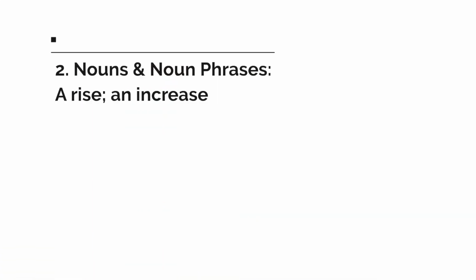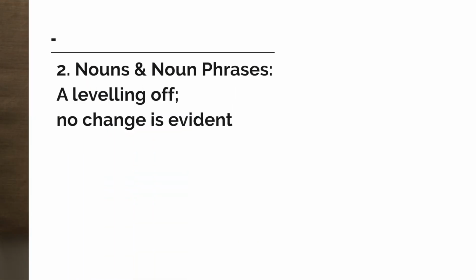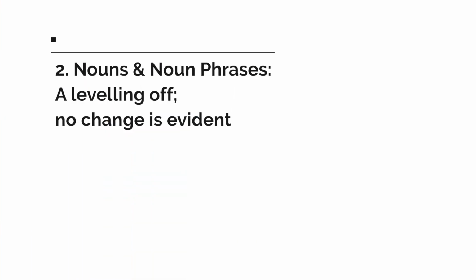Now, let's take a look at some nouns and noun phrases. Once again, if there seems to be a movement upwards, we could use a rise or an increase. Conversely, for the opposite, we could use a decline, a decrease, a dip, a drop, or a fall. If we have no change and the line or bar graph is static, we may write there is a leveling off, or perhaps no change is evident.